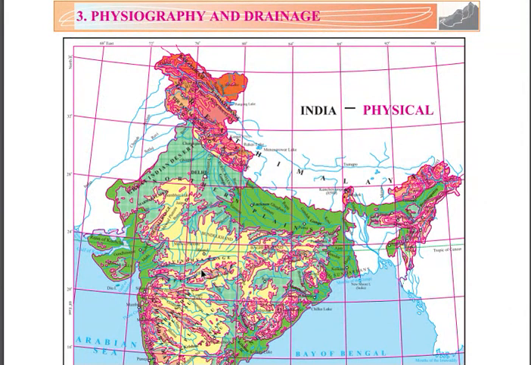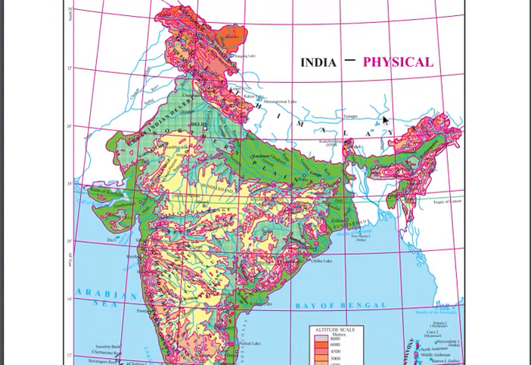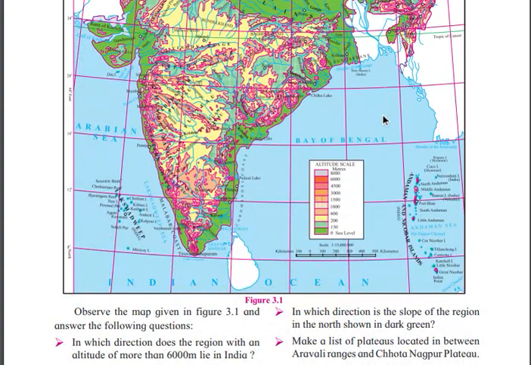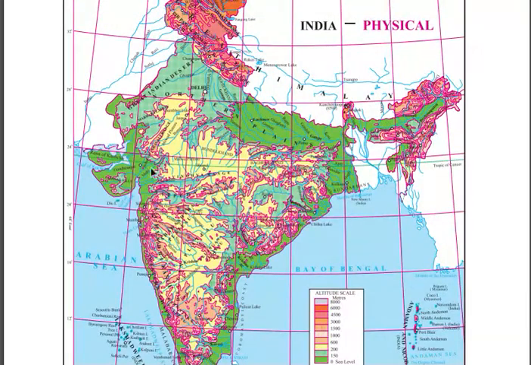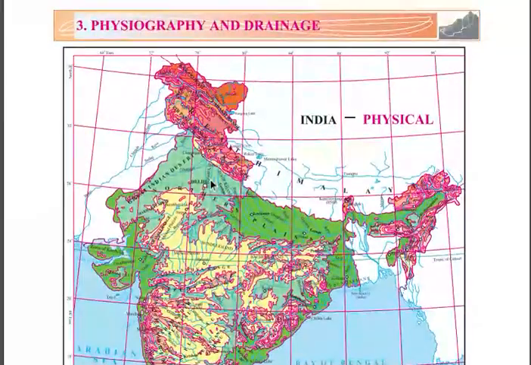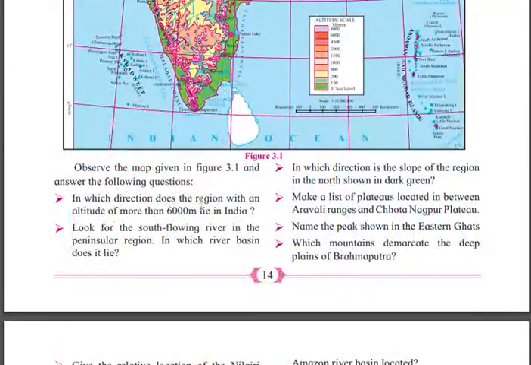If you see the map, it is written India Physical. It is a physical map, right? So you will see the physical features on the map. You can see the Himalayas, and the North Indian plains. Let's start. Just observe the map of figure 3.1 and answer the following questions.